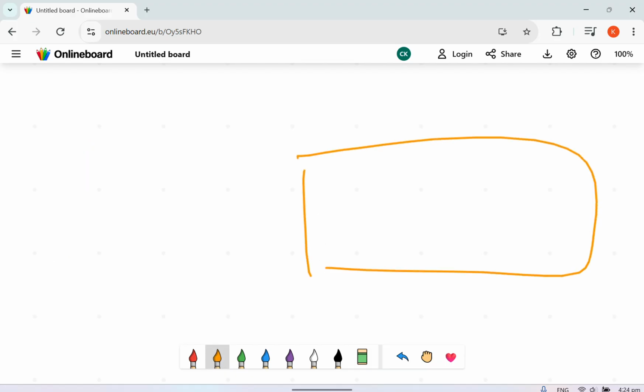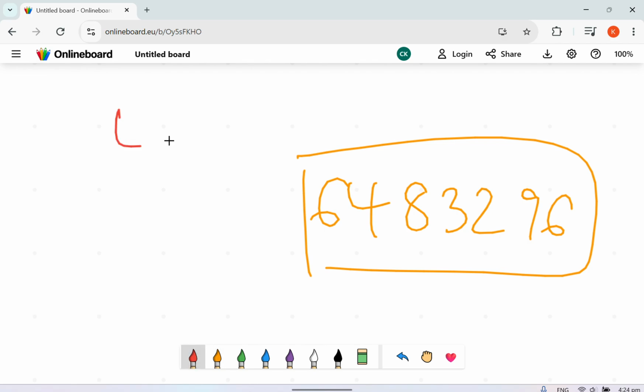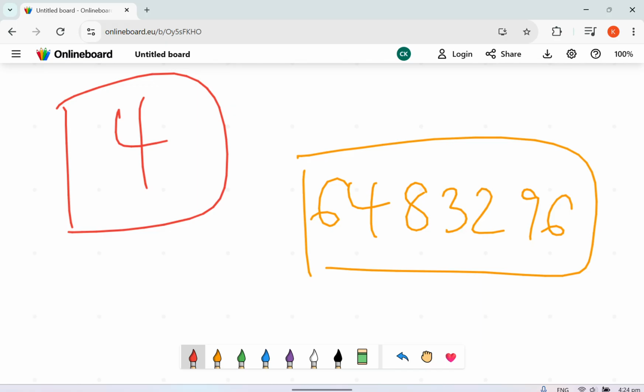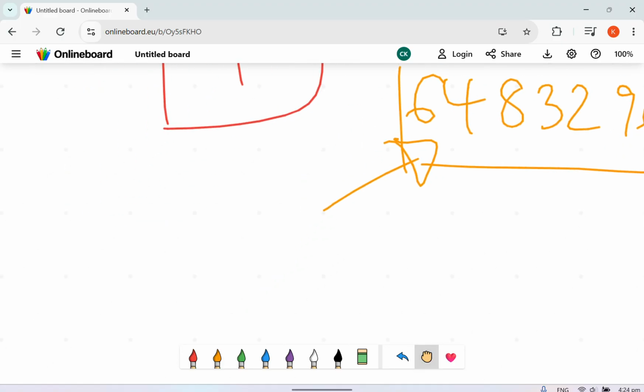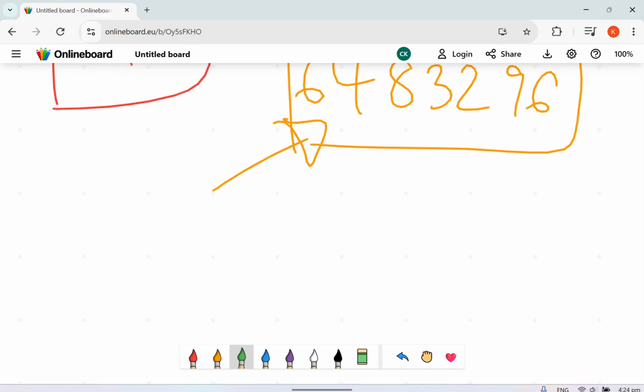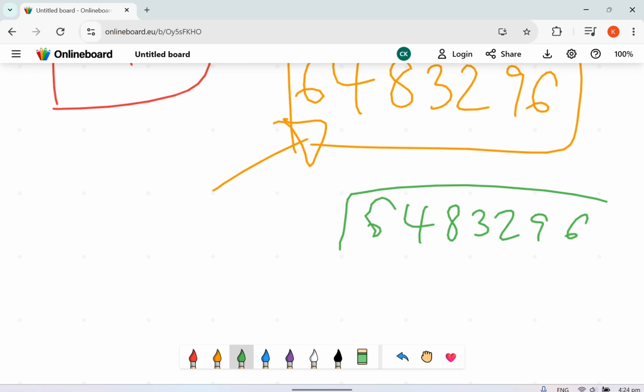If I gave you this number, 6483296, and then I gave you this number, 4, and I ask you, is this number divisible by 4? That means, can this number divide by 4 and leave no remainders at all? You may say, alright, I know, I'm actually very smart. I'm gonna do long division and see whether I can successfully divide these numbers without any remainder.